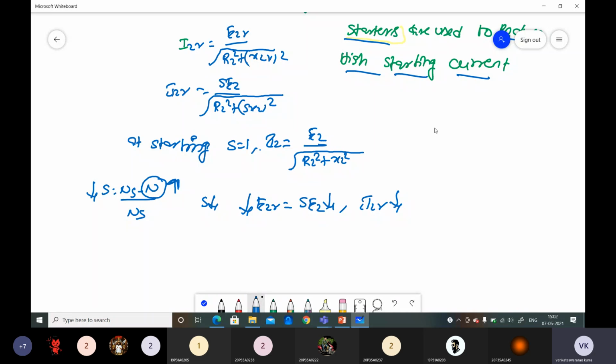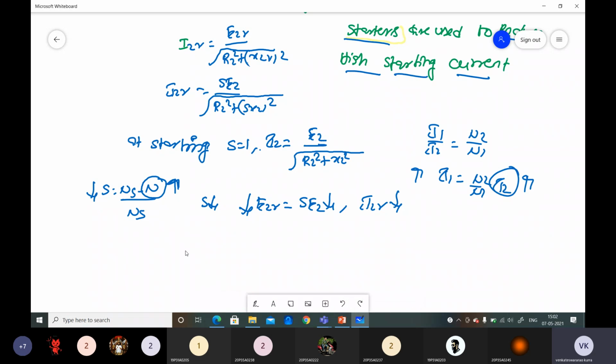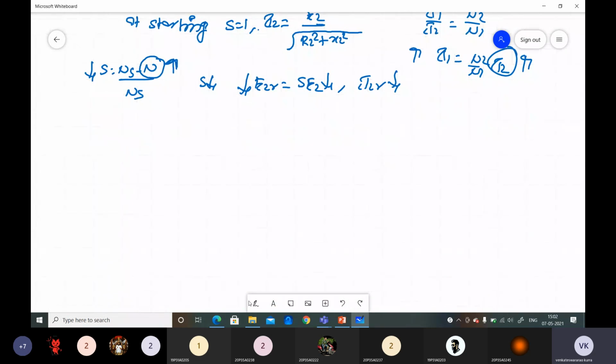The relation between I1 and I2 is I1 by I2 equal to N2 by N1. So I1 equal to N2 by N1 into I2. If I2 is more, I1 is also more. It means at starting condition the machine draws more current, so it may damage the winding of the induction motor. So in order to protect the machine from high starting currents, we need to use starters. That is the purpose of starters in induction motors also, same as DC machines.